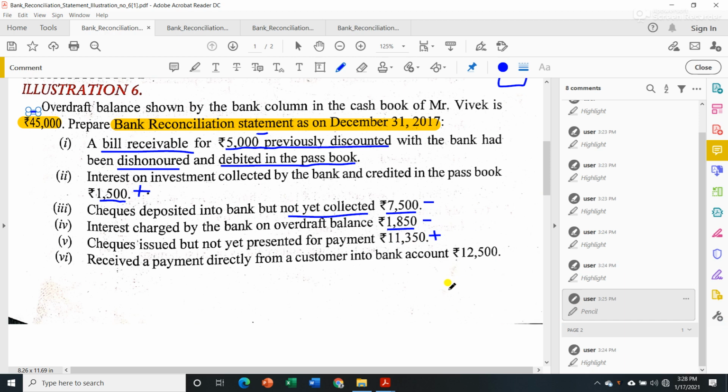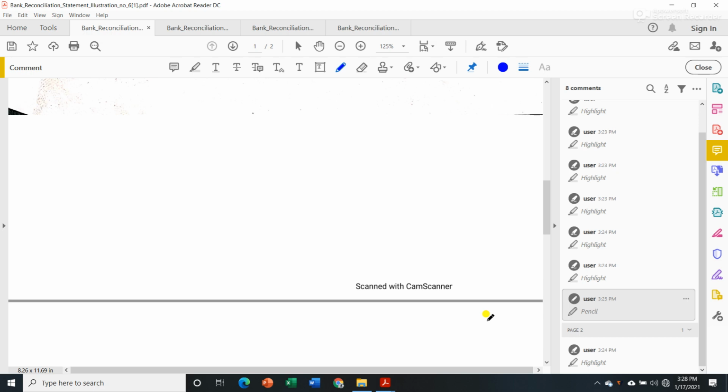Then next we have received a payment directly from a customer into the bank account. 12,500 means our passbook is showing that we received 12,500, but our cash book is not showing that. So what we will do is just add this 12,500 in the cash book, so our cash book balance and passbook balance will be equal.